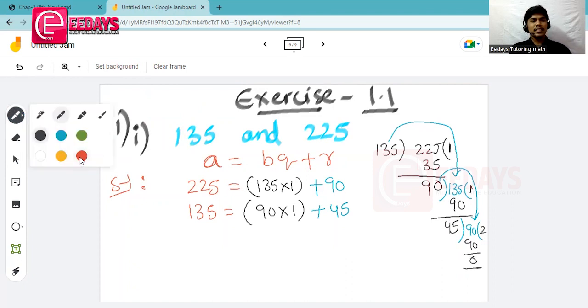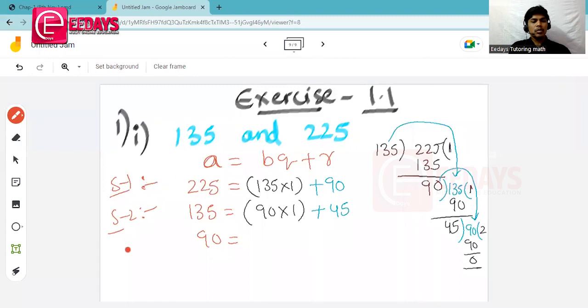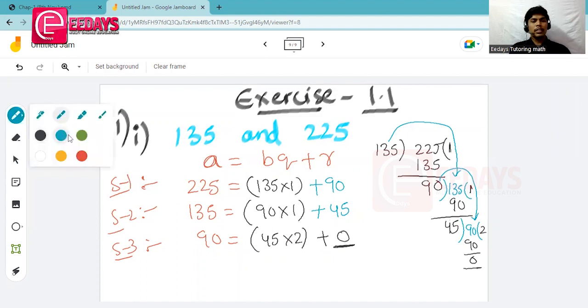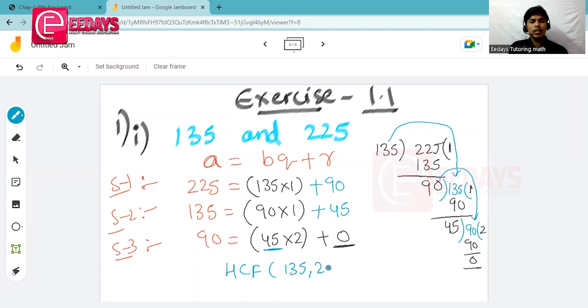So let's write it here. We can write this as step 2, step 3 here. So here step 2, and this is step 3. 90 we can write as 45 into 2 plus 0. Finally we got remainder 0. Now observe what is the divisor. The divisor is 45. So the HCF of 135 and 225 is 45. You just end up here.